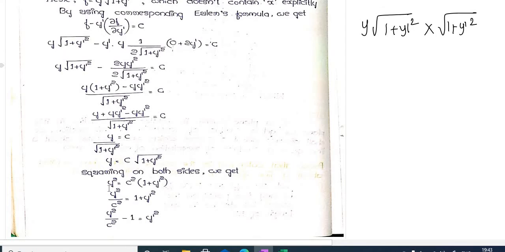Cross multiplication, squaring on both sides. Y becomes y square, c becomes c square, root and square get cancelled. 1 plus y dash square. So multiplication becomes division, addition becomes subtraction. So take LCM c square. Here y square, here c square, y dash square as it is. Taking root on both sides, here we are going to get root. Root c square is c. Y dash square is y dash. But y dash is dy by dx.